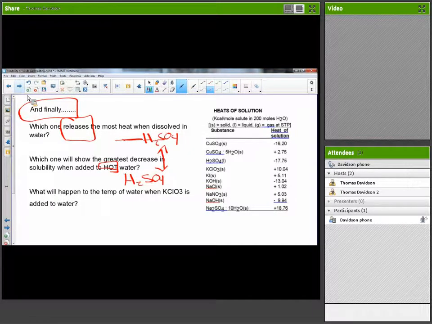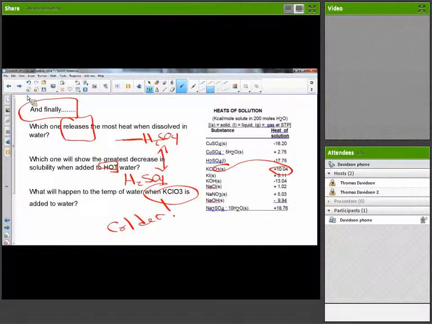Next, what will happen to the temp of water when KClO3 is added to the water? Colder. Why? Because it's a positive number. It needs heat. Nothing gives off cold ever.